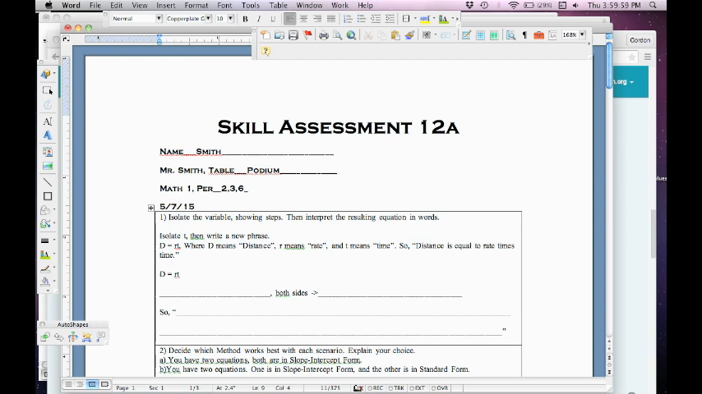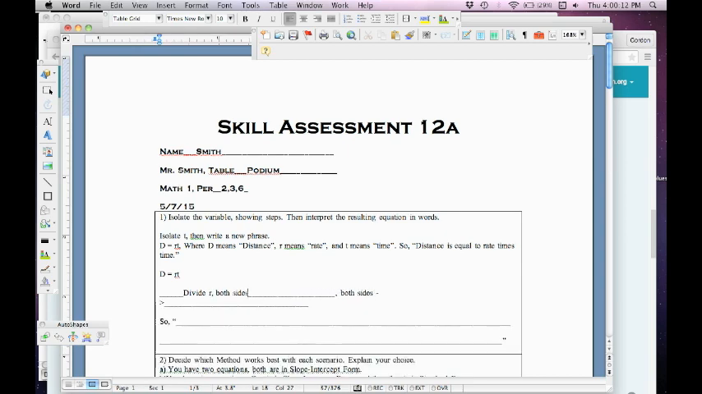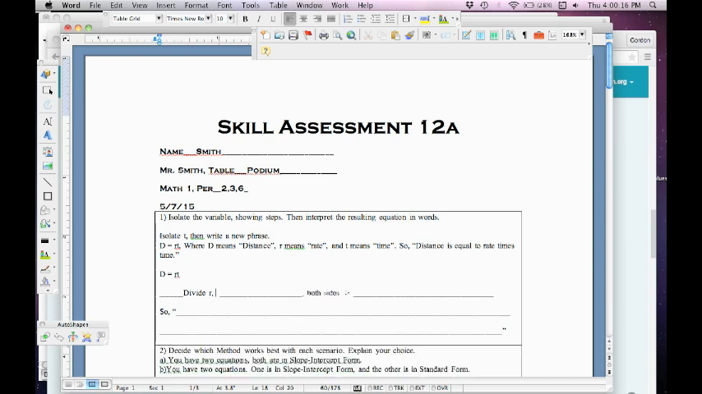Okay, the fact that I'm multiplying here means I better start by doing the opposite of multiplication. I'm going to divide. I want t alone, so I'm going to divide by r on both sides. And it already says both sides, so I don't need to write that twice. My new equation, if I divide by r, then I'm dividing both sides by r. So it's d divided by r is equal to t.